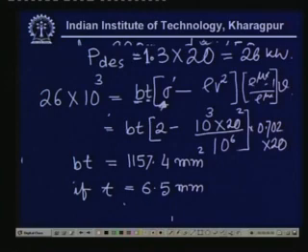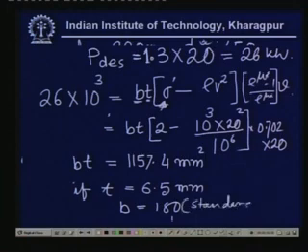If we choose a standard thickness of around 6.5 mm, then B comes out to be around 180 as a standard size. So this is the way you have chosen the belt: a leather belt of 6.5 mm thickness and 180 mm width is sufficient to satisfy your design.